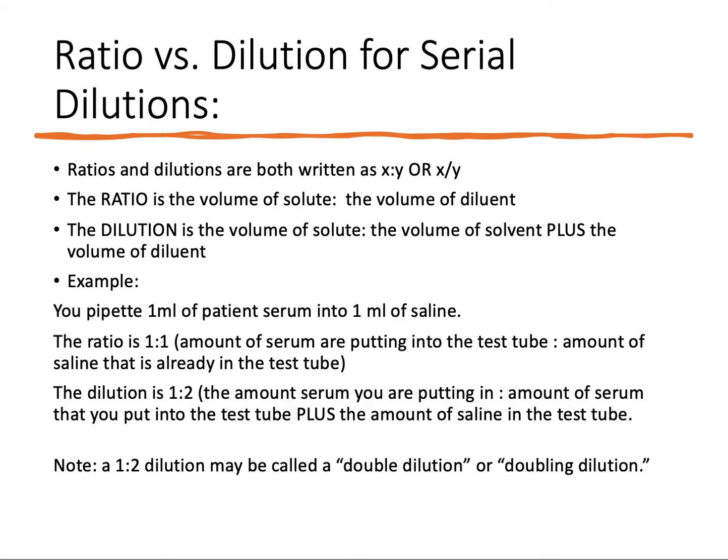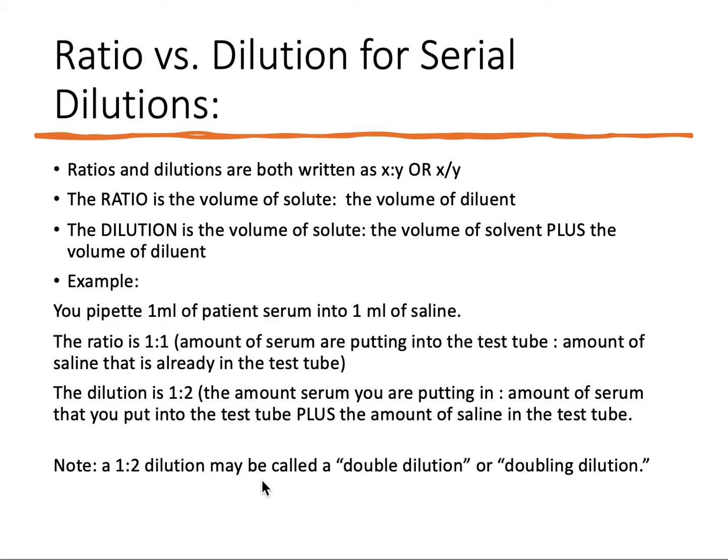Your dilution is the amount of serum you're putting in, your amount of solute, over the amount of serum you're putting in the test tube plus the amount of your diluent or solvent. So if you have 1 milliliter of patient serum into 1 milliliter of saline, your dilution would be 1 over, you have 1 plus 1, which would be 2. And this dilution is telling you that 1 over 2 is a half, which means half of what you have in that tube right now is your patient serum, and half is saline. And I will go way further into this in the next video. So if you don't quite get it, it's not a problem. Next video, I'm going to draw it all out on the board and go over a couple with you.